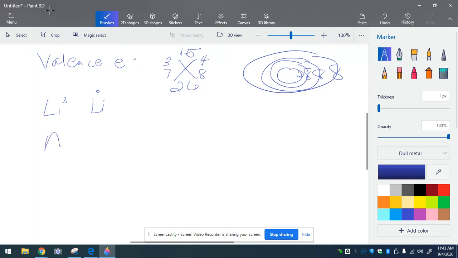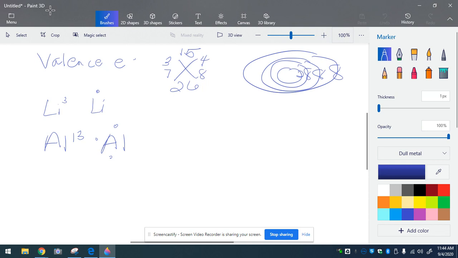If we do aluminum, aluminum is number 13. So it goes 2 in the first shell, 8 in the second shell, right? So that gives you 2 plus 8 is 10, and then 3 in the last shell. So aluminum has 3 valence electrons, so it gets 3 dots.